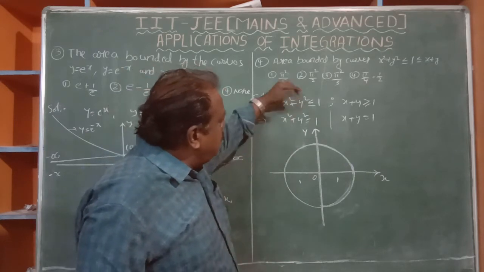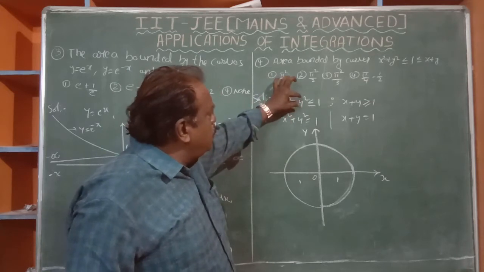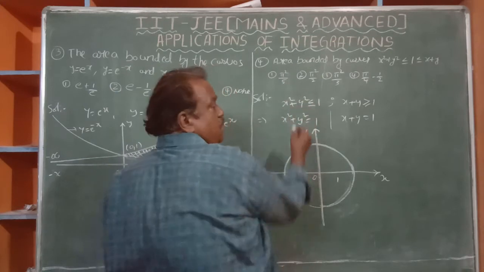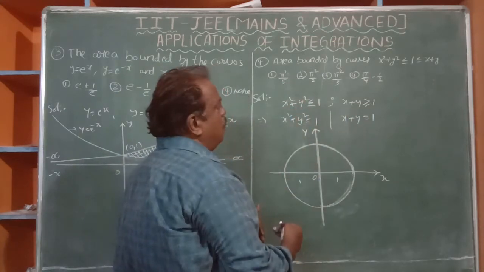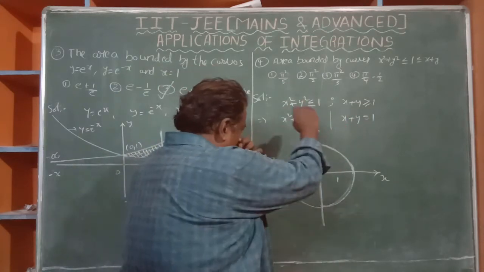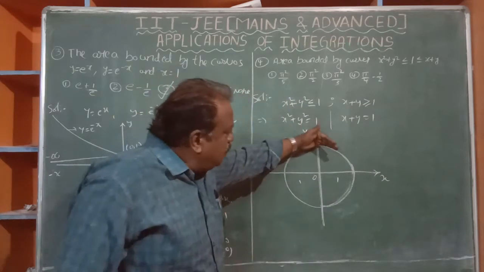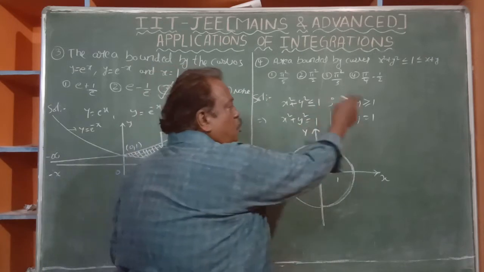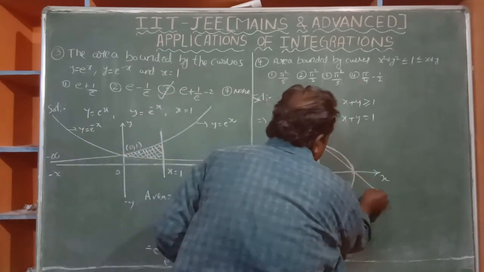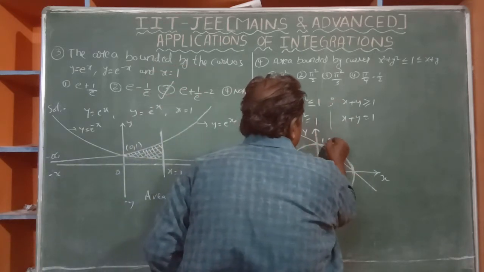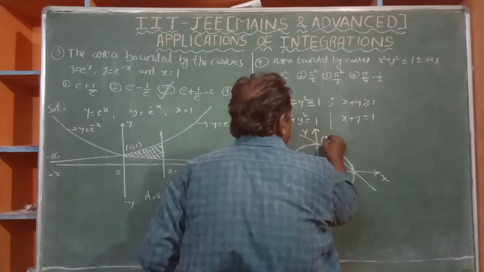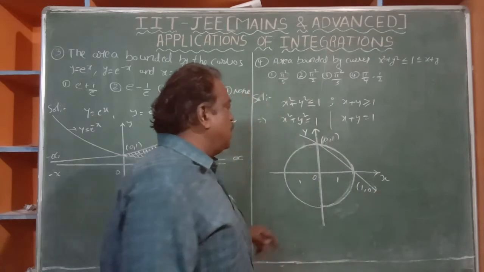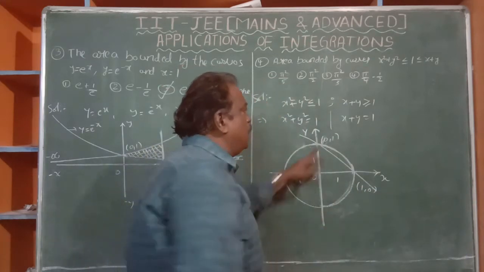And here it is very clear. x square plus y square is less than or equal to 1 means this is the area of the region. Less than or equal to means it is within the curve. x plus y is equal to 1 is a line, containing x-intercept 1 and y-intercept 1.